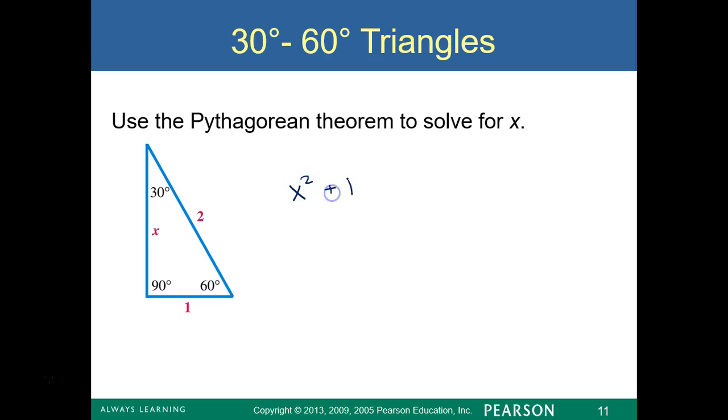So we're going to go x squared plus 1 squared equals 2 squared. And then square both numbers and subtract the 1, you will get 3. So x here is equal to the square root of 3. It's actually plus or minus the square root of 3, but we cannot have a negative x value in this case on this type of triangle. So x here, square root of 3.